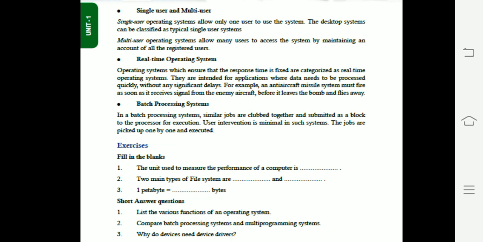And the batch processing systems first create batches of similar jobs. When the jobs are collected together, they are executed one after another without the interference of the users. So you can say that these are the different types of operating systems that can be useful in different places, as per the requirements of the users.